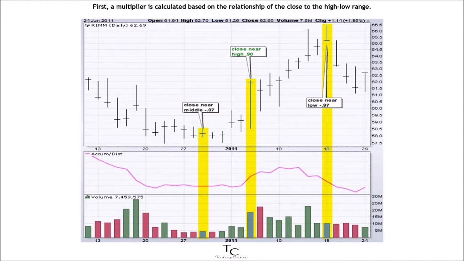First, a multiplier is calculated based on the relationship of the close to the high-low range. Second, the money flow multiplier is multiplied by the period's volume to come up with a money flow volume. A running total of the money flow volume forms the accumulation distribution line. Chartists can use this indicator to affirm a security's underlying trend or anticipate reversals when the indicator diverges from the security price.